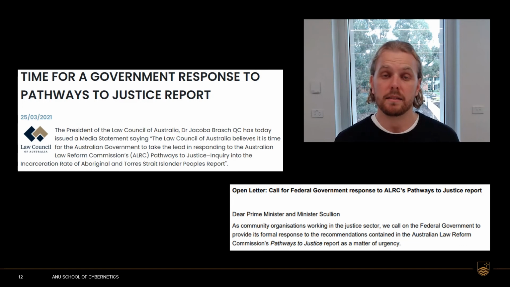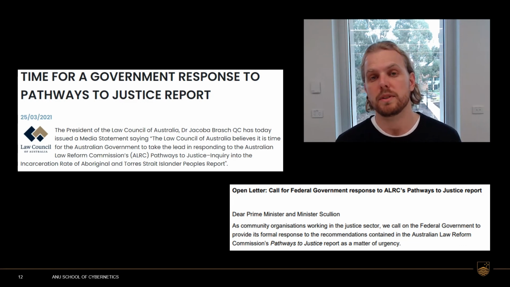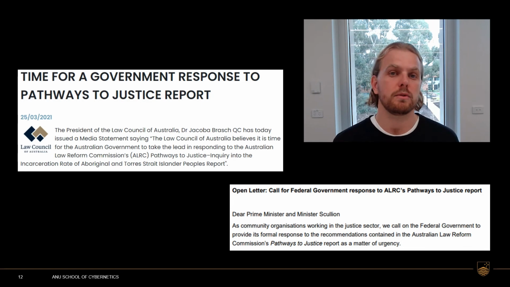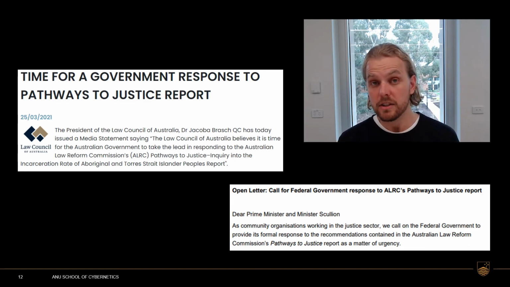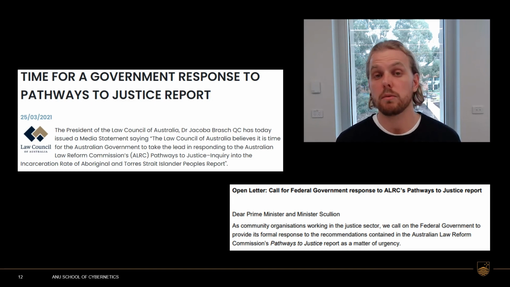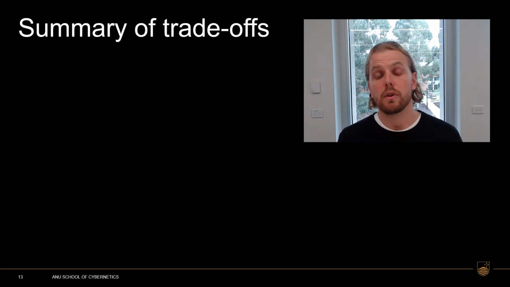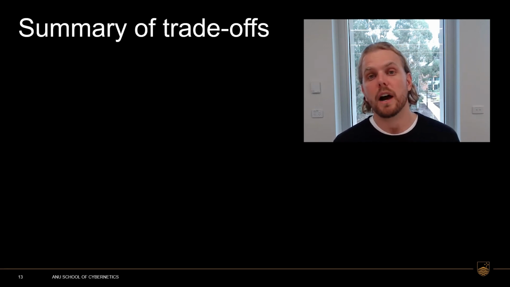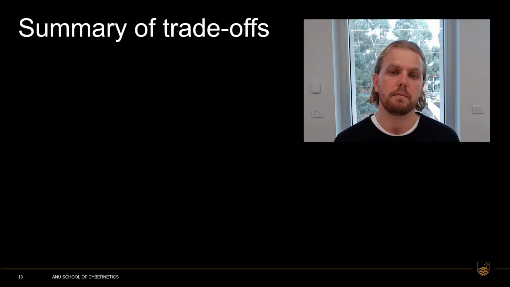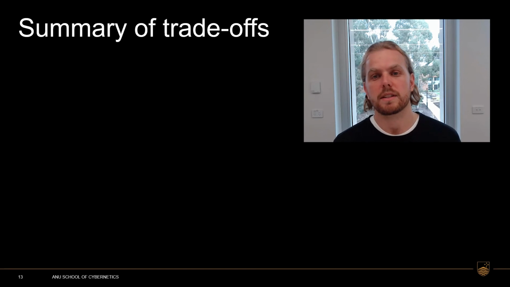But today, nearly 5 years after the report was delivered, there's still been no formal response from the federal government. Implementation of the recommendations in the report has been minimal and almost entirely limited to state government actions. And this destroyed a lot of goodwill for those who participated in the process. Overall, the ALRC is well regarded for the processes it uses to engage the public in matters of law reform, but the model is not without its trade-offs.